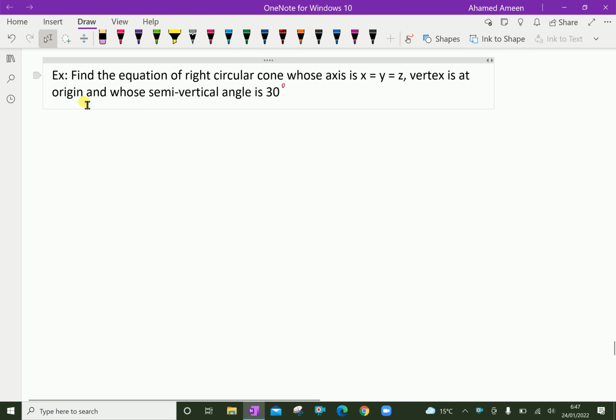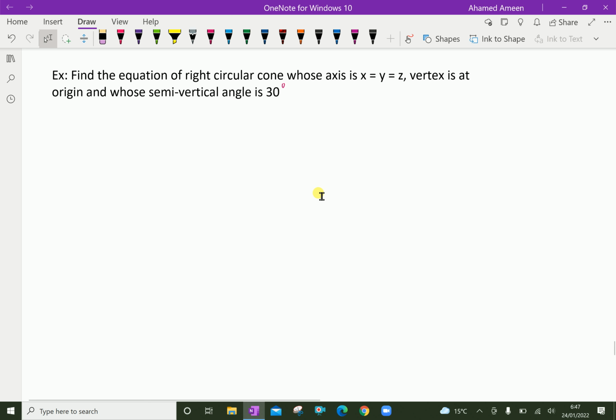Look at this example. Find the equation of the right circular cone whose axis is x equal to y equal to z and vertex is at origin and whose semi-vertical angle is 30 degrees.